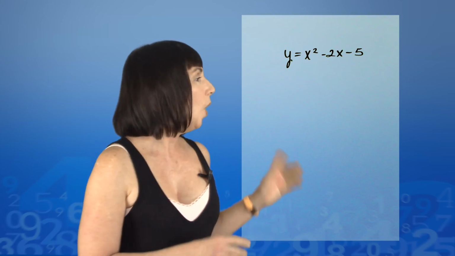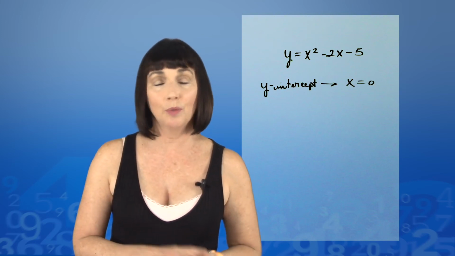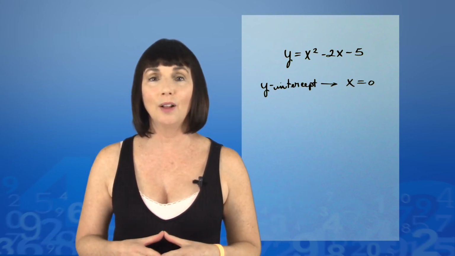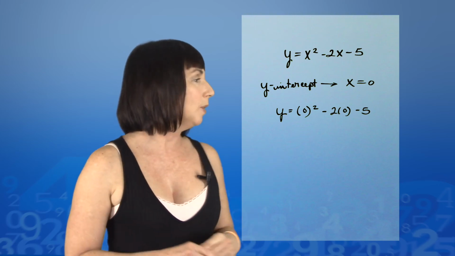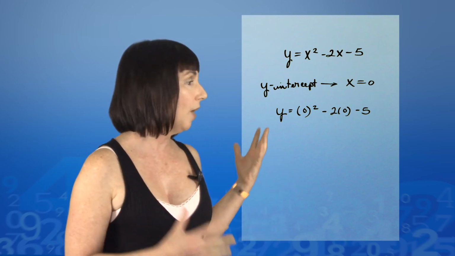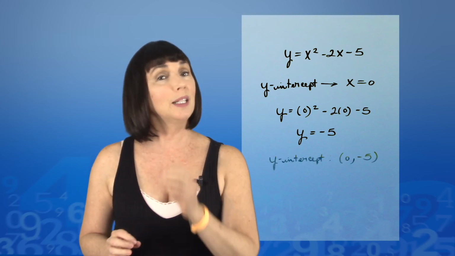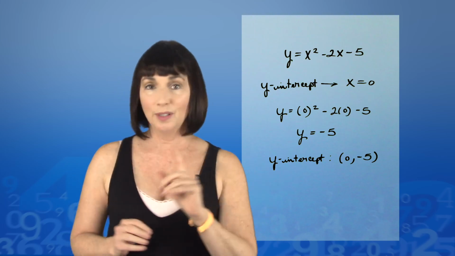Let's go back to our original equation and find the y-intercept. So we have y equals x squared minus 2x minus 5. Now at the y-intercept, x is equal to 0. So we just set x equal to 0 and solve, and we get y is equal to 0 squared minus 2 times 0 minus 5, or y equals -5. So our y-intercept is the point 0, -5.